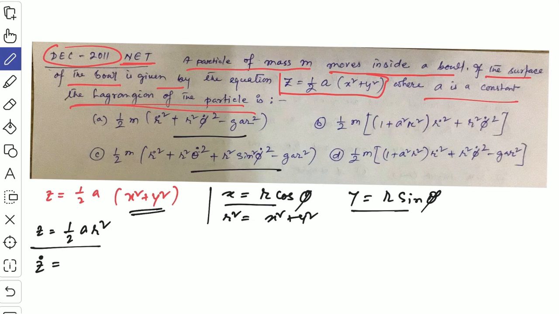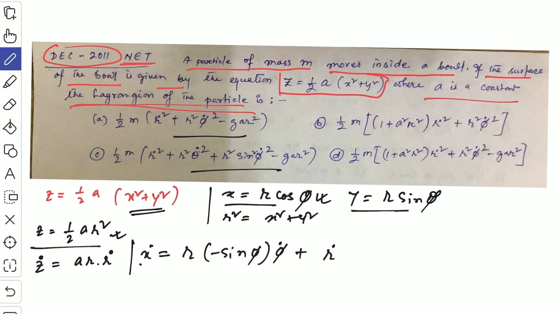So z dot in this case will be a r into r dot, if you differentiate it with respect to t. Then let us find x dot from this equation. If you find x dot, you will get r times minus sine phi, and then phi dot, as phi is a function of t and we are differentiating with respect to t, so phi dot should be there, then plus r dot cos phi. Then let us find y dot. If you find y dot, we will get r cos phi phi dot plus r dot sin phi.